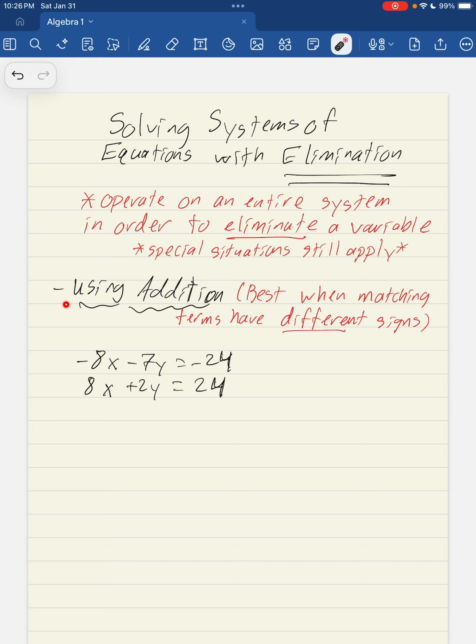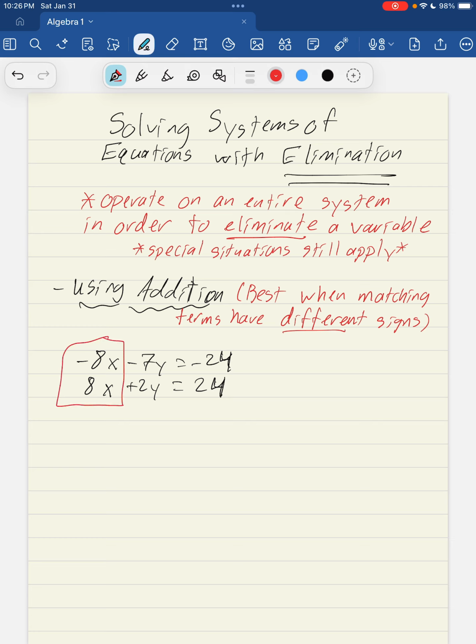Today we're going to talk about addition. Addition is best when matching terms have different signs. What's a matching term? Well, it's when the variables have the same coefficient, or the number in front. Now you might say, well, that has a negative and that has a positive. That's true. What I mean by matching terms is these both are 8x's. This is our match right here. We have a 7y and a 2y. I'm not looking at the signs right now, just the 7 and the 2. Those are clearly not a match. So I know what I'm trying to do is eliminate the x. That's my target.